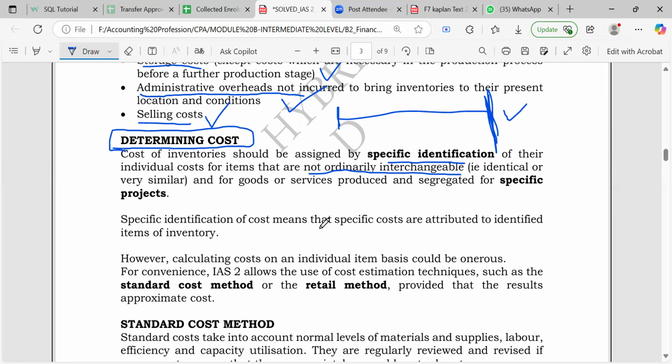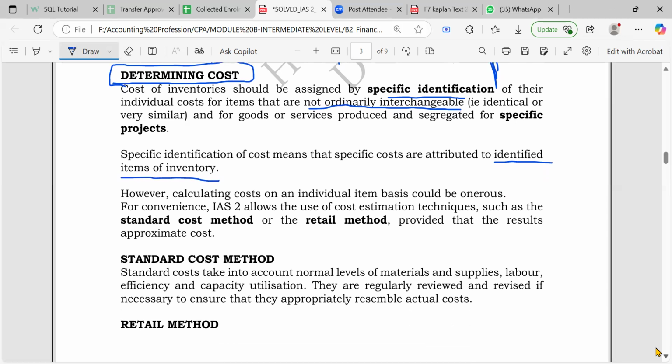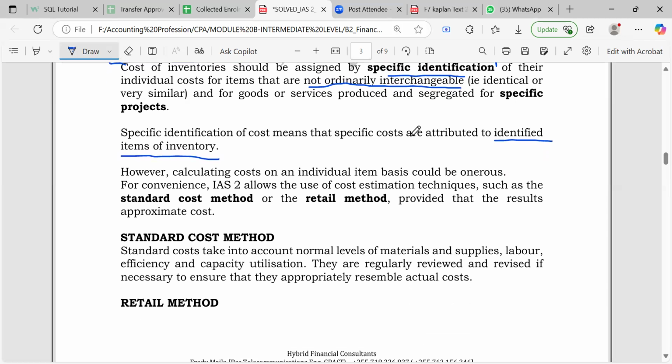It means that specific costs are attributable to identified items of inventory. If I'm speaking of flour, it's flour. I like this part, but it is usually overlooked and they usually leave it. But it gives you the reality of how you have to deal with something in life. You barely find this being talked about.